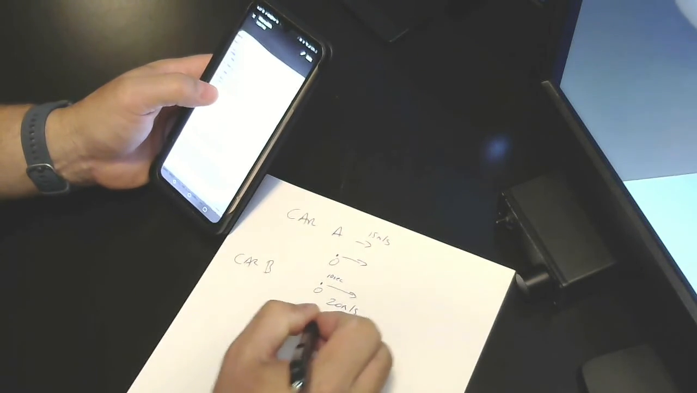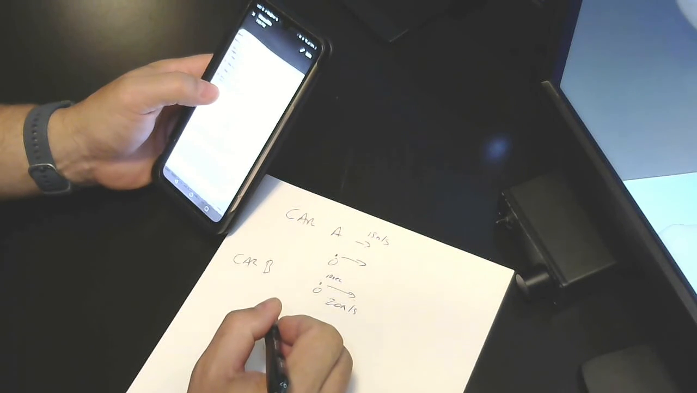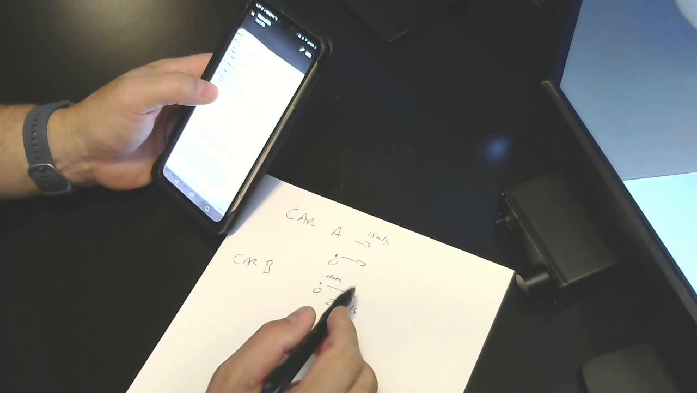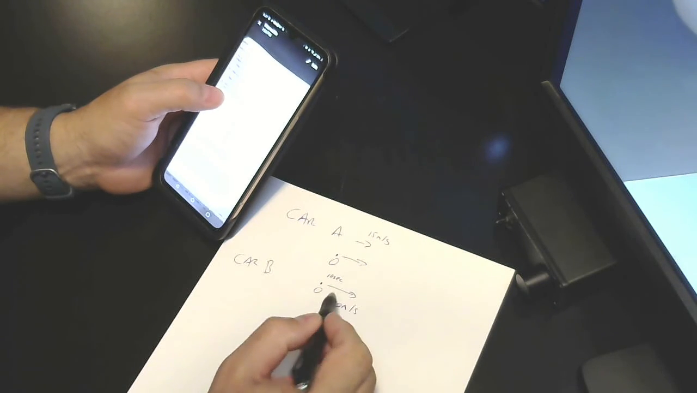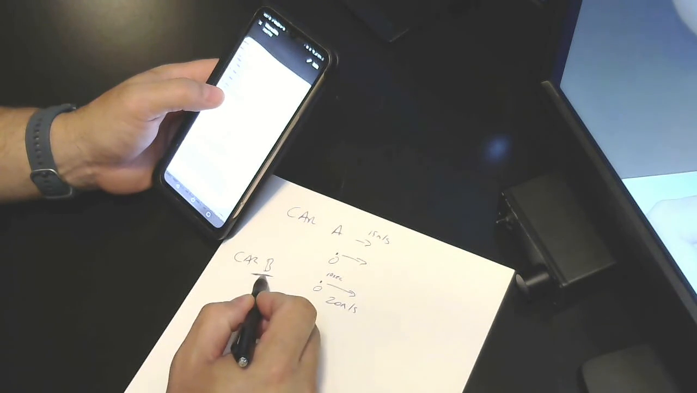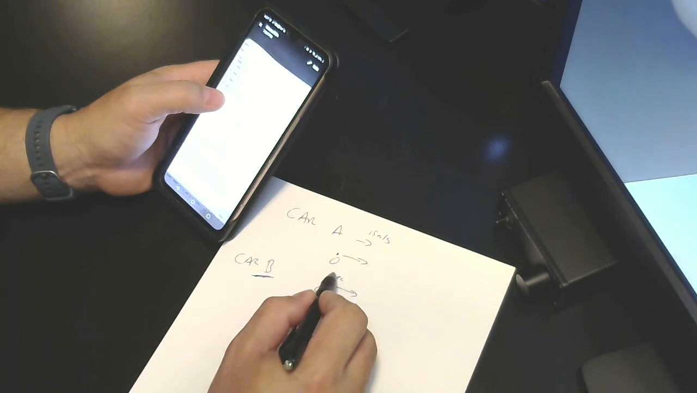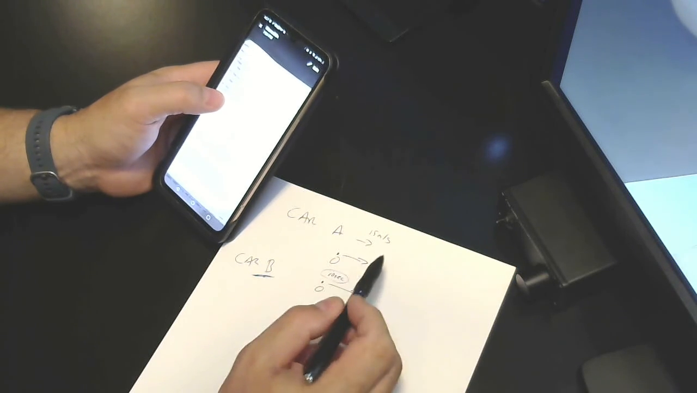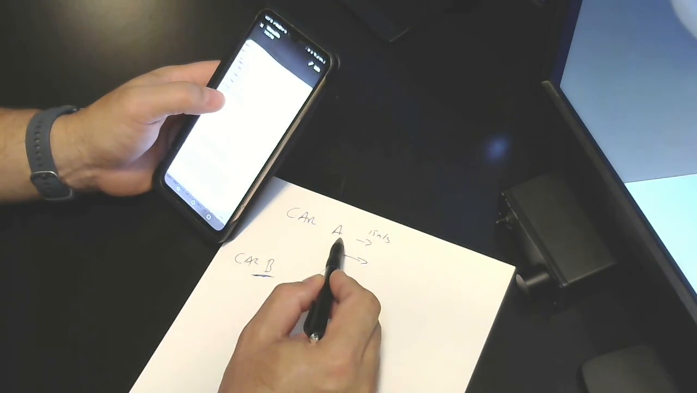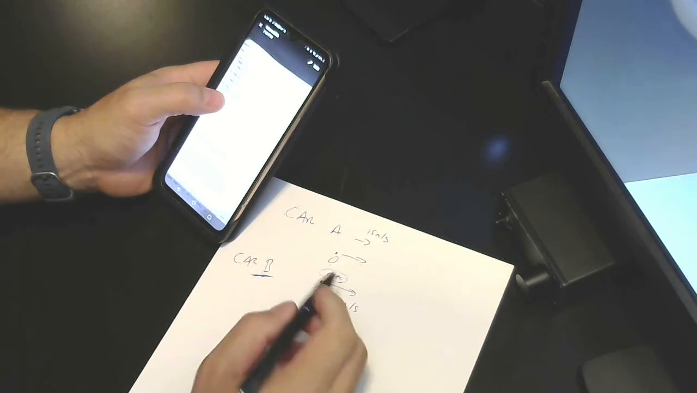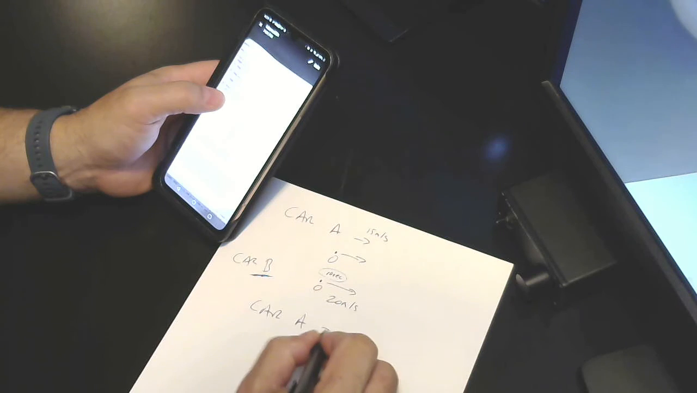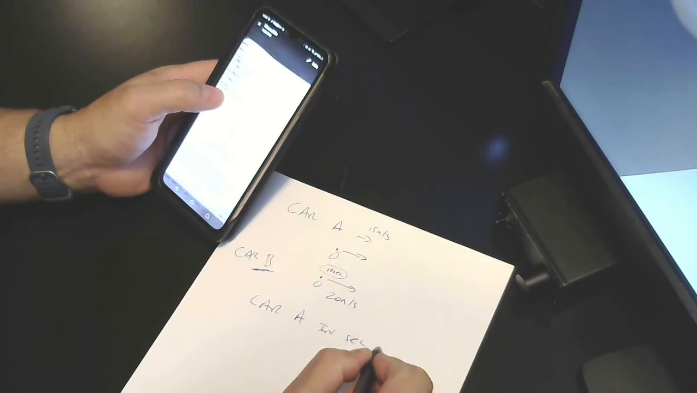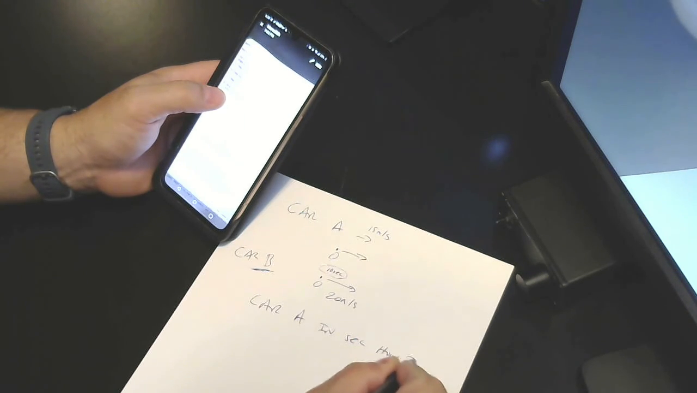Okay, so the first question is, how far from the origin is car A when car B starts to move? So we know car B starts to move after 10 seconds, right? So basically we're saying, how far is car A going to be in 10 seconds?